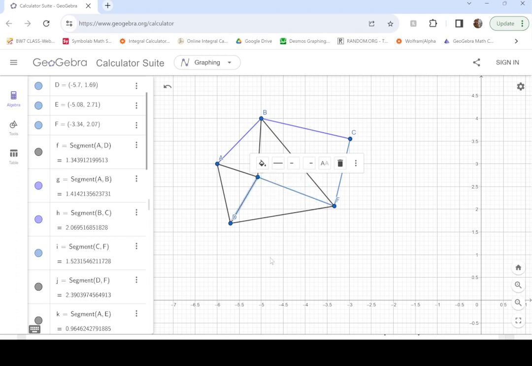Notice, starting at A, we make our way from A to B, B to C, C to F, and then F to E, and then E back to D. Notice there are still edges that have not been visited, but that is perfectly fine when we are dealing with a Hamiltonian path in this case. Much different from an Euler path.